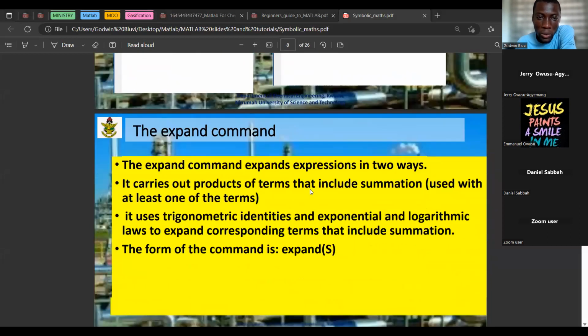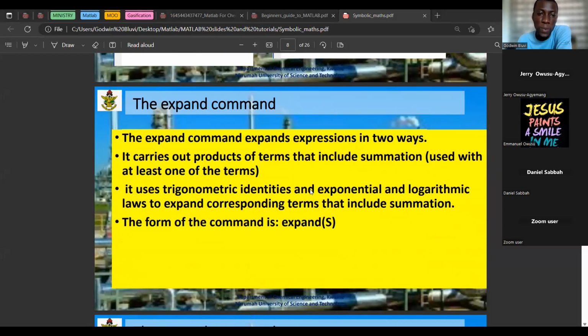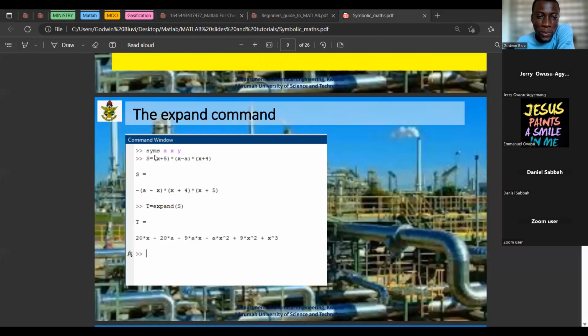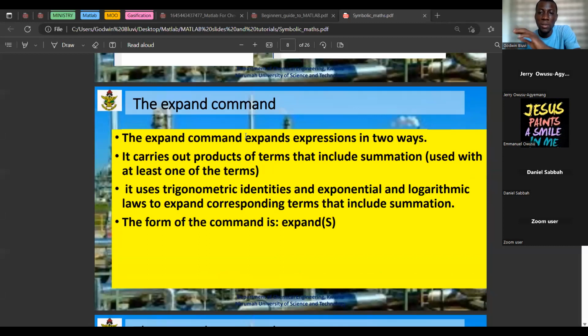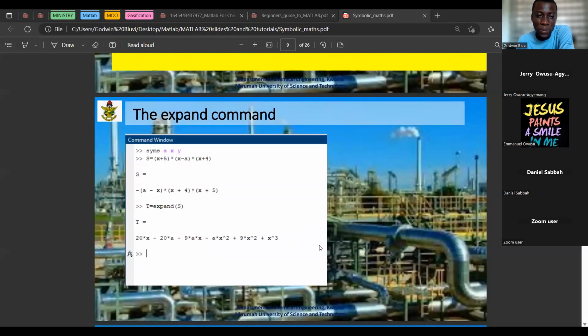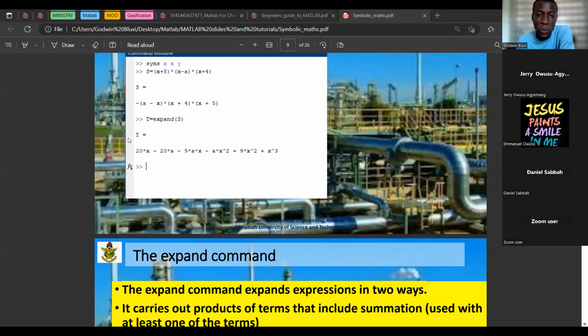So then the next one: expand. What expand does is carry out the product of terms that include a summation, using at least one of the terms, and then it uses trigonometric identities and exponentials. So this is what expand will do. It will just carry them out in terms of summations. You understand? Using at least one term. So this is what expand will do for us.